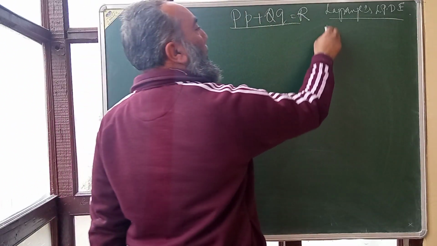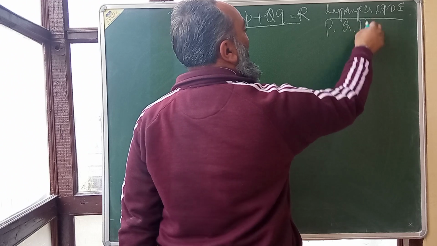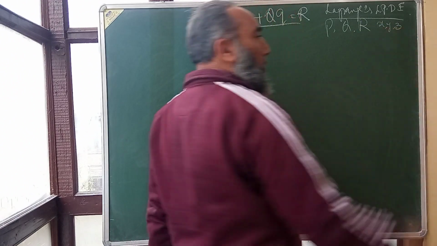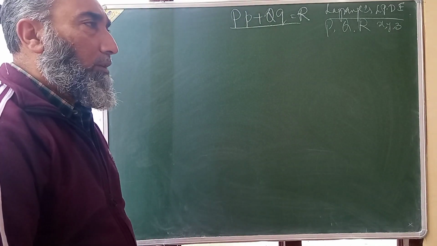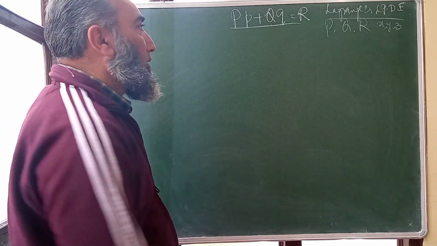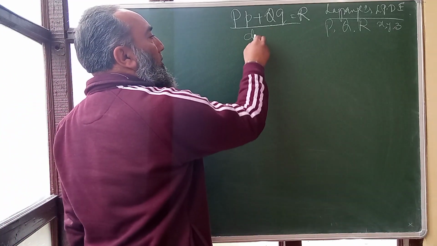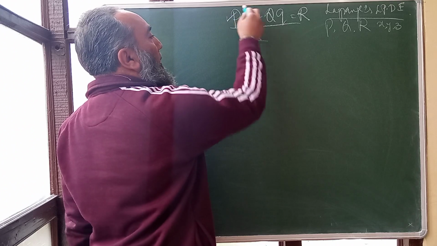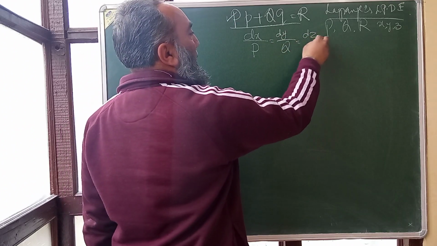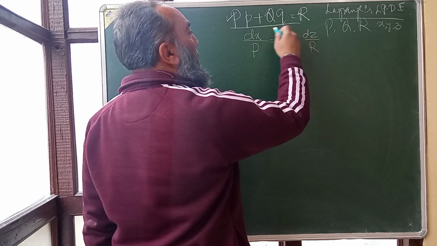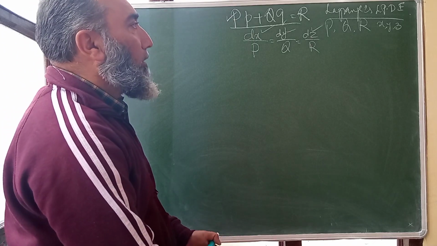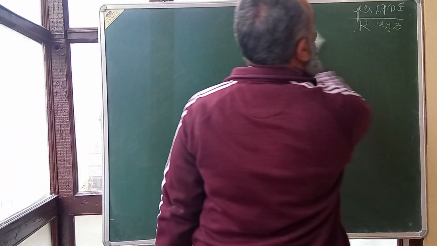Here P, Q, and R are functions of x, y, z, or constants. If they are constant, then it's very easy. I have told you in my previous lecture that its solution is given by Lagrange's auxiliary equation dx by P, dy by Q, dz by R. You know how to solve such equations. Now let me begin with the questions right away.